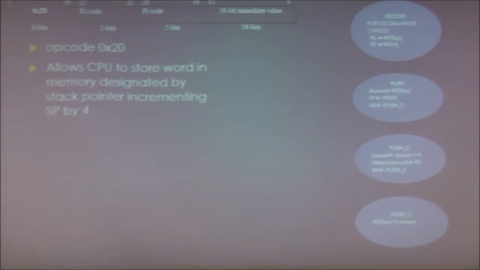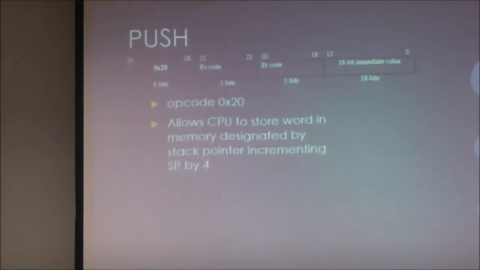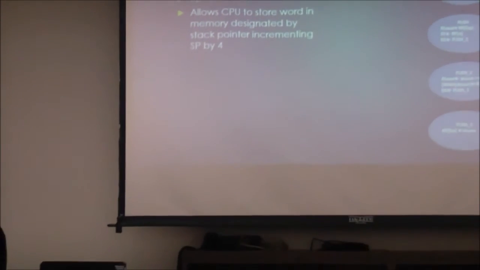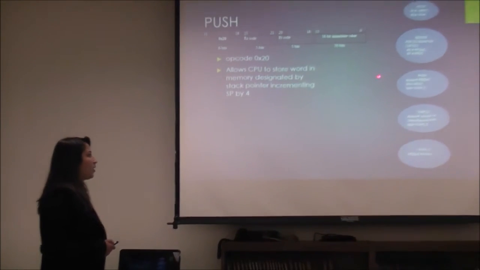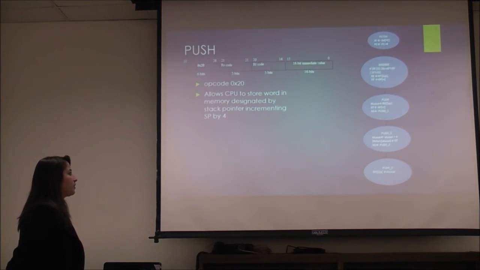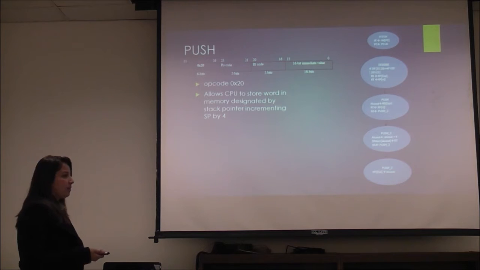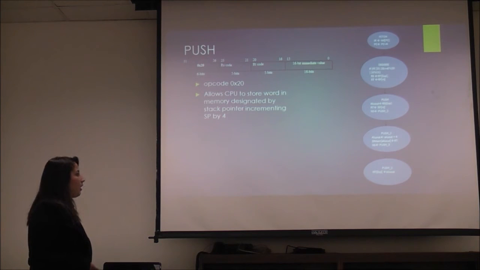Push. Okay, for push, so push allows the CPU to store a word in the memory designated by the stack pointer, incrementing it by 4. So here, after we stage the operands, we go into this push state, and this is going to assign the stack pointer to the ALU. We're going to go into the next state. We're going to increment the ALU out by 4, so increment the stack pointer by 4, using the same path that Vince just mentioned.